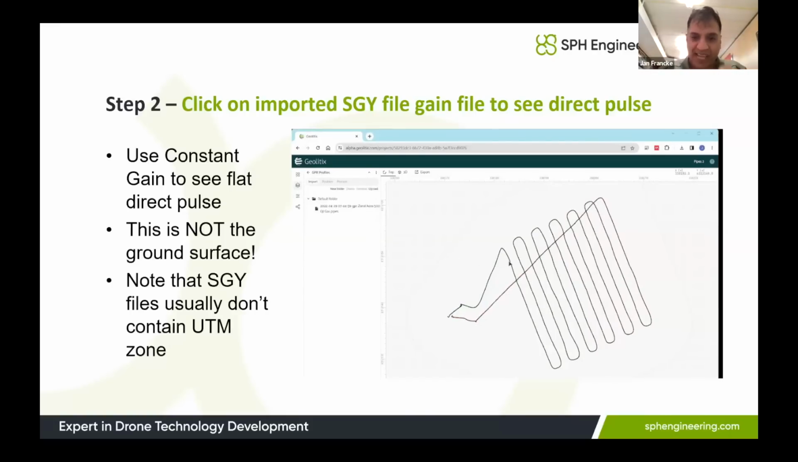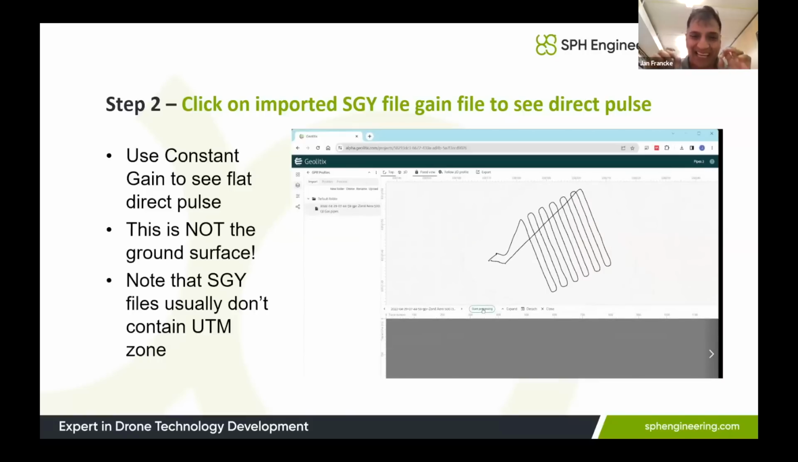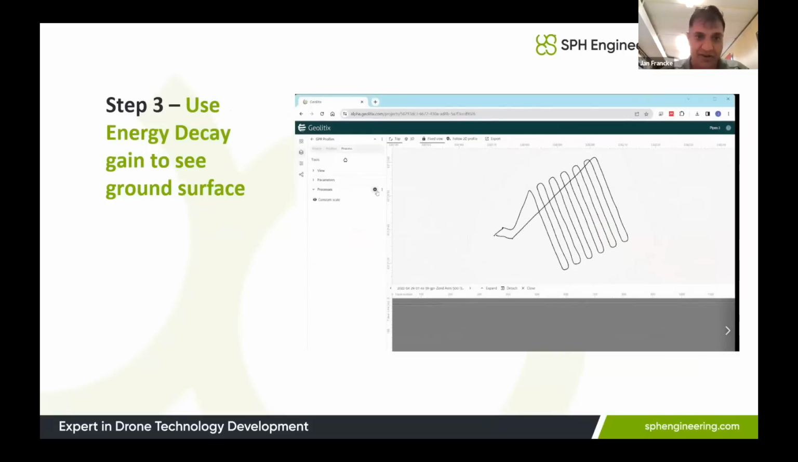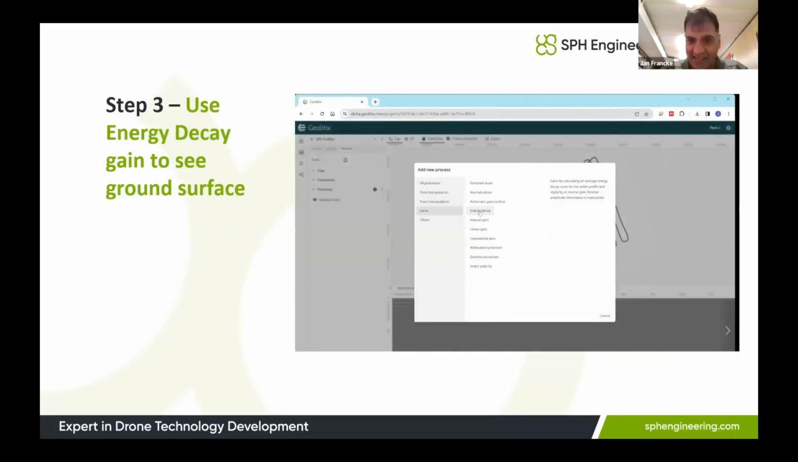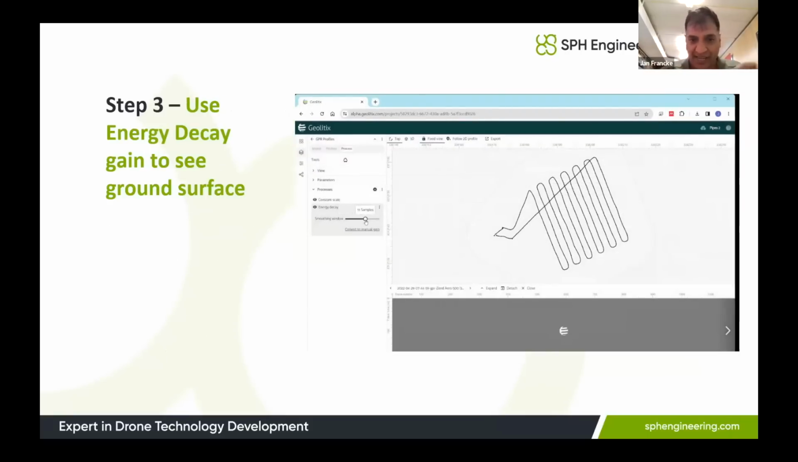The first step we have to do is declare to the software where the ground surface is. It is not the straight line on top. It is this one. Let me see if I can show you here. So we add a gain to it. It's called an energy decay gain, just like this.